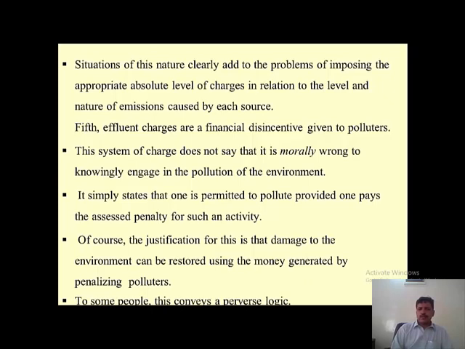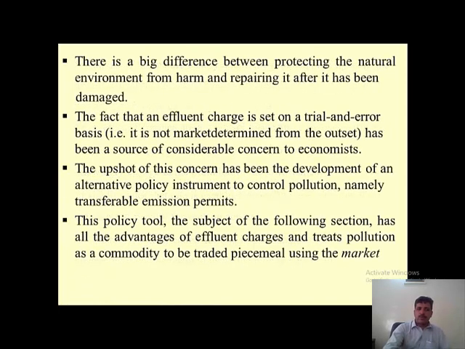And fifth, effluent charges are financial disincentives given to the polluters. This system does not say that it is morally wrong to knowingly engage in pollution of the environment. It simply states that one is permitted to pollute, provided one pays the assessed penalty for the activity. Of course, the justification is that damage to the environment can be restored using the money generated by penalizing the polluters. There is a big difference between protecting the natural environment from harm and repairing it after it has been damaged. The fact that effluent charge is on a trial and error basis has been a source of considerable concern for economists. The upshot of this concern has been the development of an alternative policy instrument to control pollution, namely tradeable emission permits.